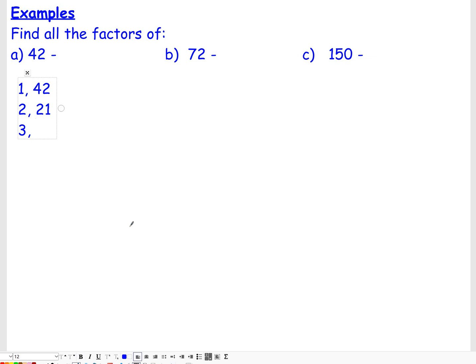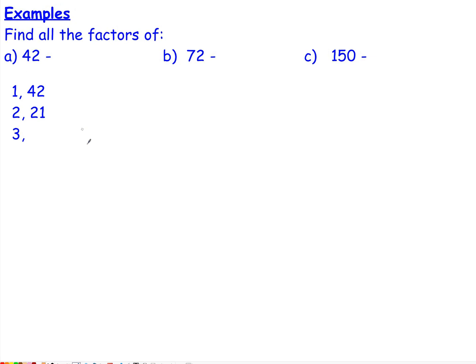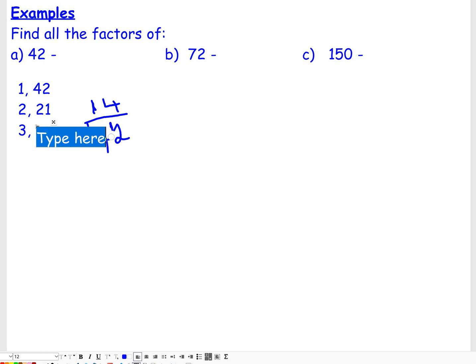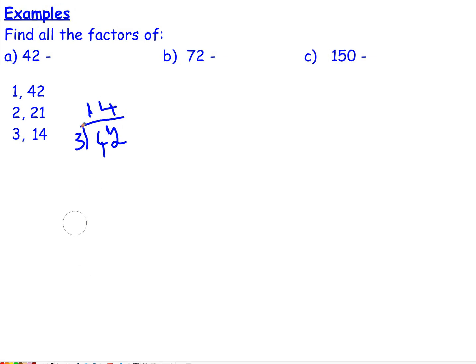If you're not sure how many 3's go in, you can always do a bus stop. 42 divided by 3. How many 3's go into 4? There's 1, and then there's a remainder of 1. How many 3's go into 12? There's 4. So 3 goes into 42 14 times. That's our next factor pairing. Then, once we've checked 3, we can go on to 4.